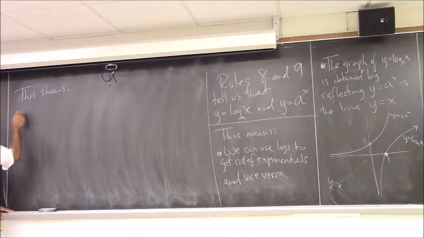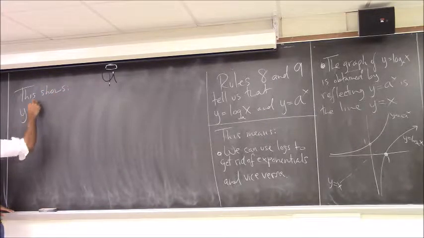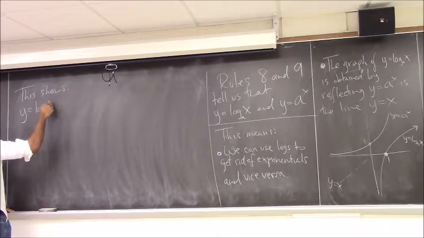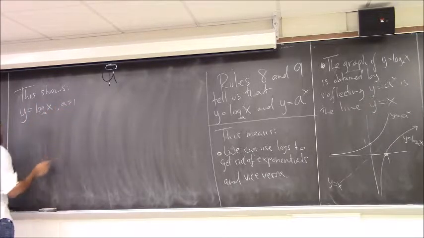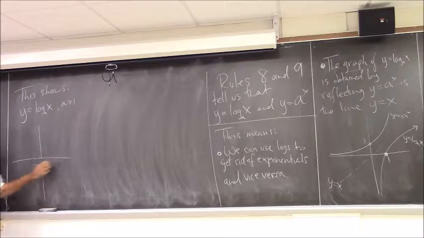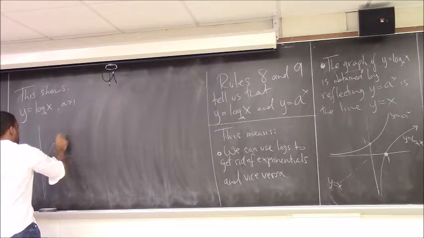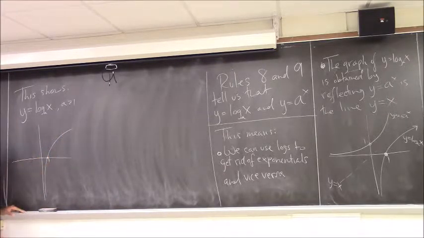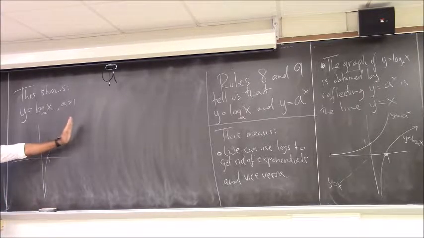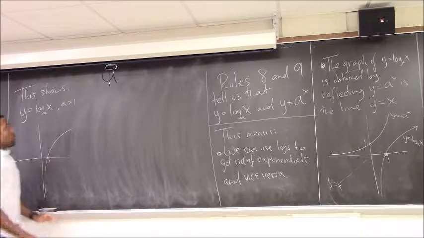This shows the following. So if I want to have y equals log to the base a of x, where my a is greater than 1, the graph would look like this. Which again you can see log of 0 is not defined, but also log of anything negative is not defined. The log only exists on the right side of the y-axis.